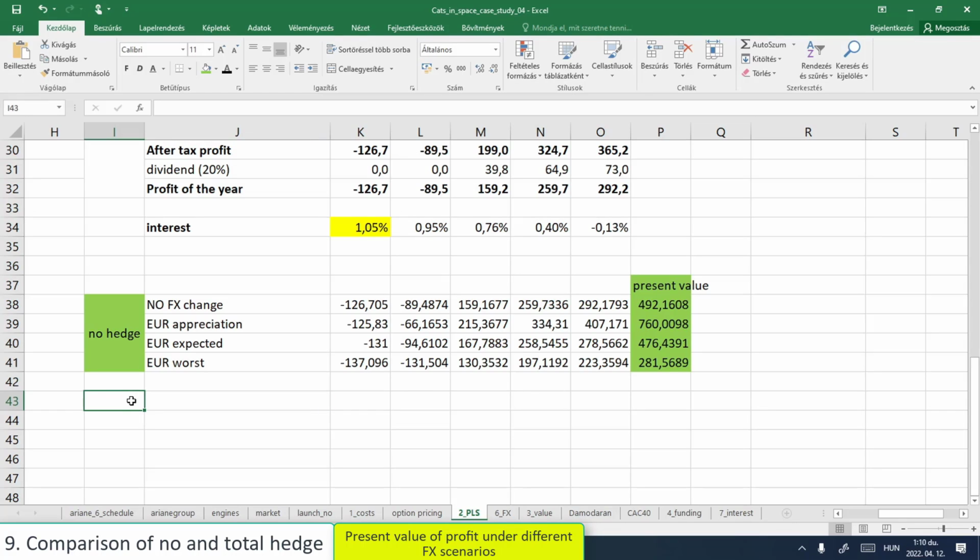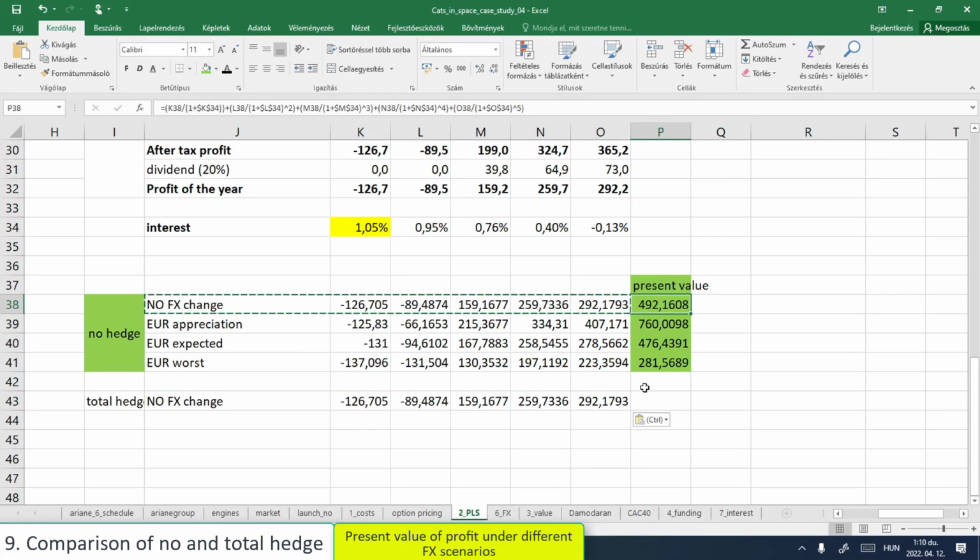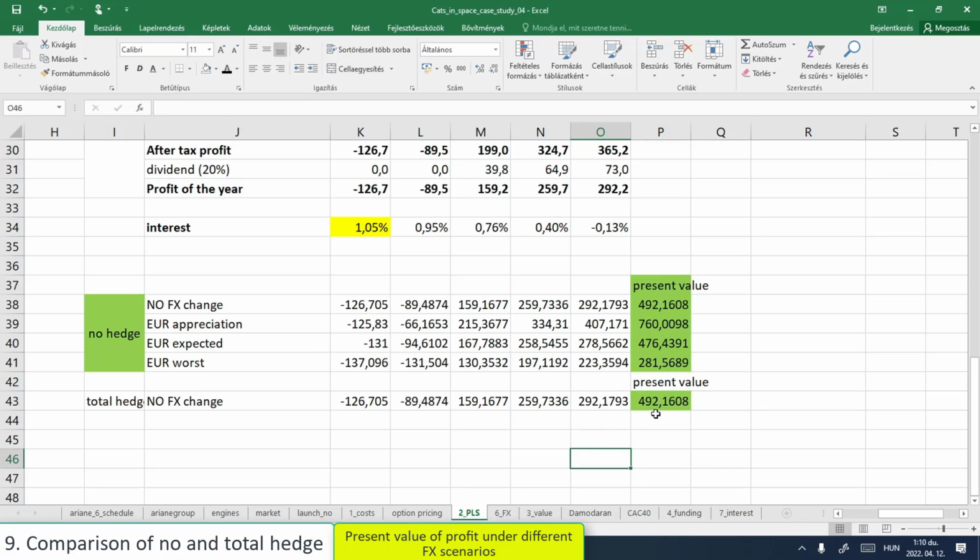So if we are running this total hedge, what can we say? That okay, if we are running the total hedge, it means that no foreign exchange rate change can be considered. So let's take this one. This present value, and we have no alternate cases, because right now we are just fixing.